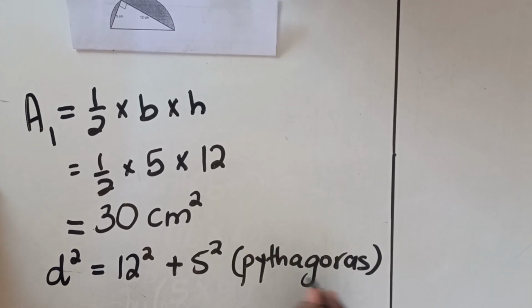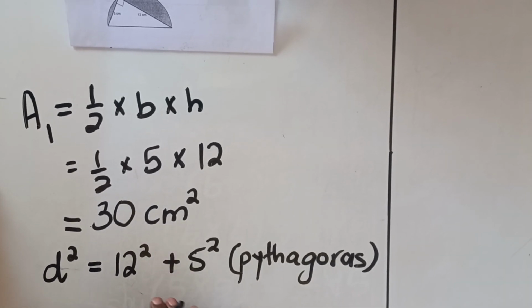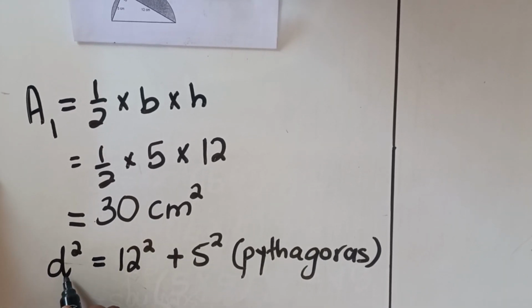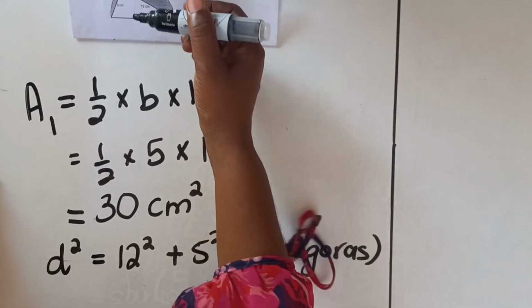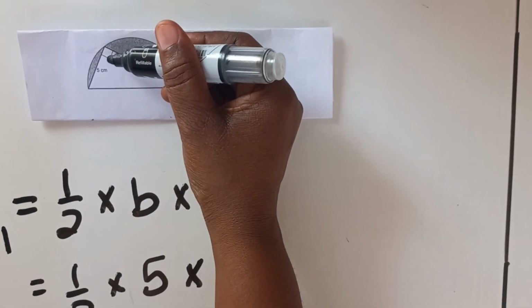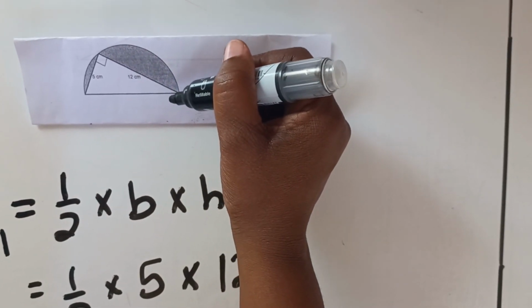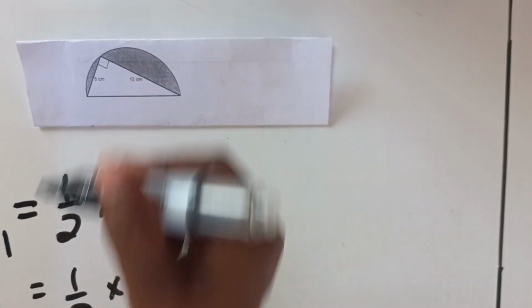You need to write the reason why you do that. Because they didn't give us the AB, you can just write it straight like that. The diameter, when you look at it, is the hypotenuse. Always when you're using Pythagoras, that line that is opposite the right angle squared is equal to the sum, meaning that you add the other two lines squared.